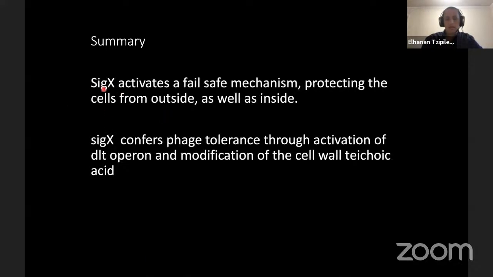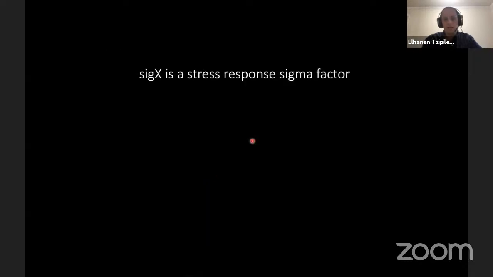This SigX activates a fail-safe mechanism that protects the cells from outside by blocking irreversible binding. And also, if phages are able to invade into the cell, it protects the cell from inside and perturbs lysis of the cells. And SigX confers this phage tolerance through activation of the DLT operon that modifies the cell wall teichoic acid with D-alanine molecules. And just before I finish, I want to raise an interesting question.